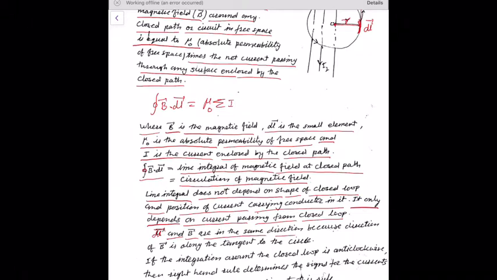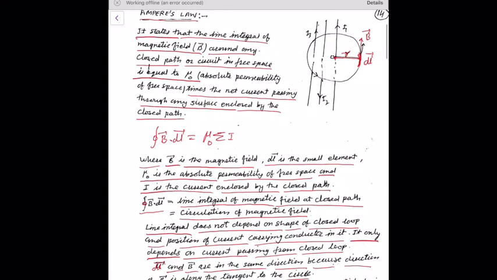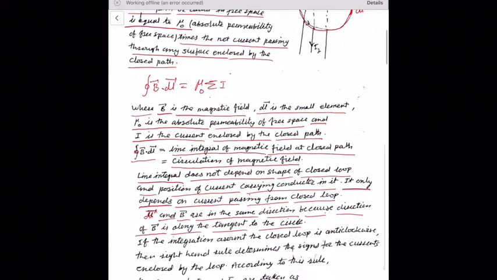dl vector and B vector are in the same direction because the direction of B is along the tangent to the circle as shown in the diagram. Here it is the circle.